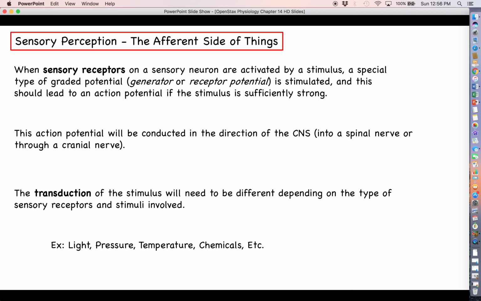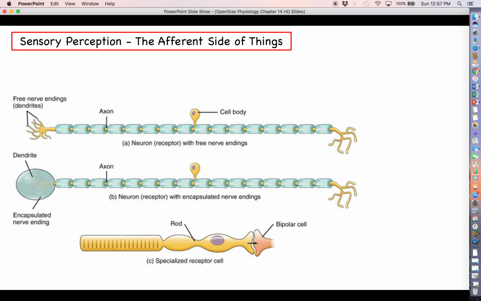And our stimuli are going to come in many different forms. It may be light, it may be changes in pressure, it may be changes in temperature, it may be the chemicals in the food that we eat or the things that we smell, the vibrations in the air that let us hear things. So our stimuli are going to come in many forms, and we are going to have very special mechanisms for turning those stimuli into graded potentials.